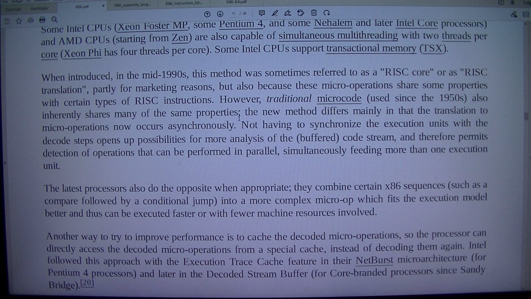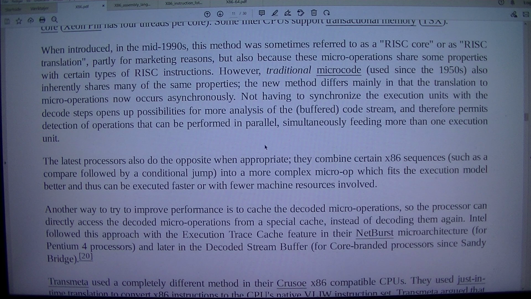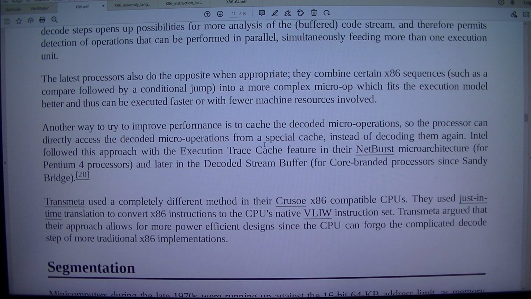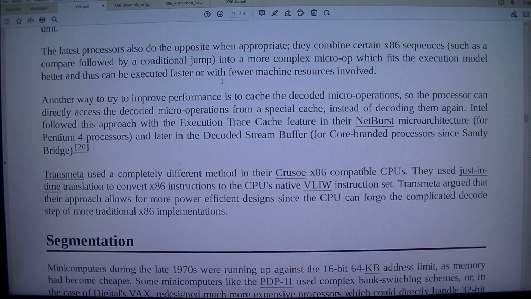Not having to synchronize the execution units with decode steps opens up possibilities for more analysis of the buffered code stream, and therefore permits detection of operations that can be performed in parallel, simultaneously feeding more than one execution unit. The latest processors also do the opposite when appropriate. They combine certain x86 sequences, such as a compare followed by a conditional jump, into a more complex micro-op which fits the execution model better and thus can be executed faster or with fewer machine resources involved.